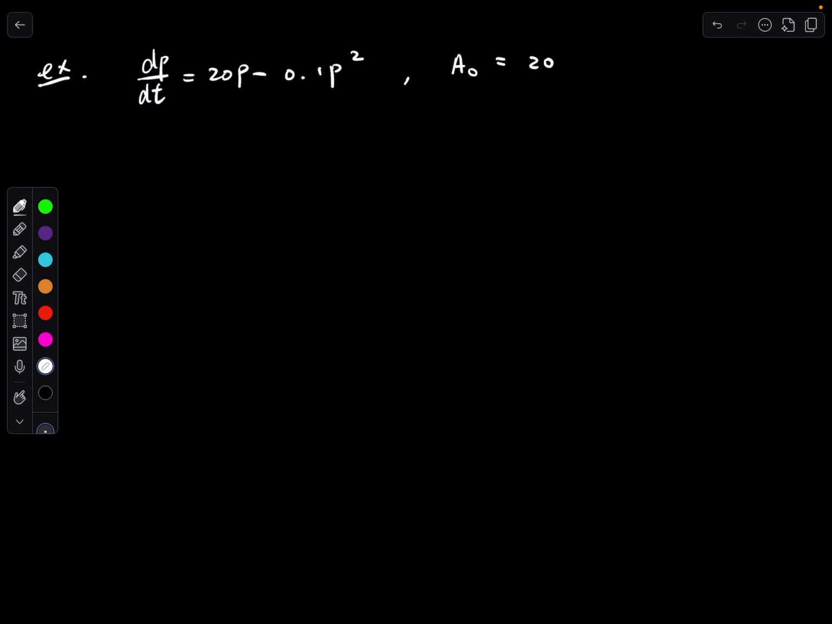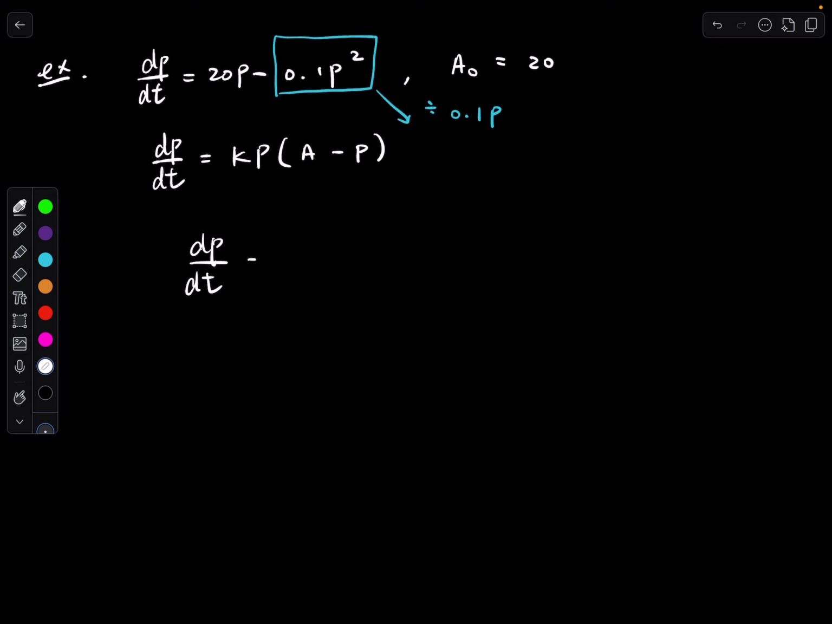The first thing you want to do is get this into the form of dP over dt equals K P (A minus P). So what you need to do is look at this back number right here, and divide by the whole thing except 1P. What does that mean? You divide by 0.1P instead of P squared. And you do that to both of the terms. So my equation will look like dP over dt equals 20P divided by 0.1P, minus 0.1P squared divided by 0.1P.